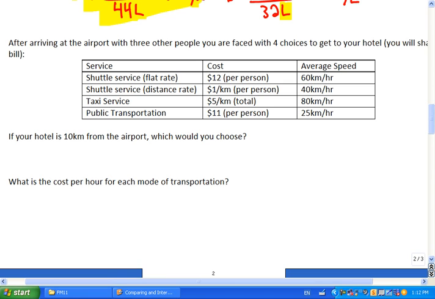Okay, what's the cost per person if you go from the airport to your hotel? Let's start with the first one. If you take a shuttle, that's $12 per person. Well, actually, there's 3 other people, so there's 4 total. I'll just name these 1, 2, 3, and 4. For the shuttle, you have 4 people who each pay $12, so you'd have $48.